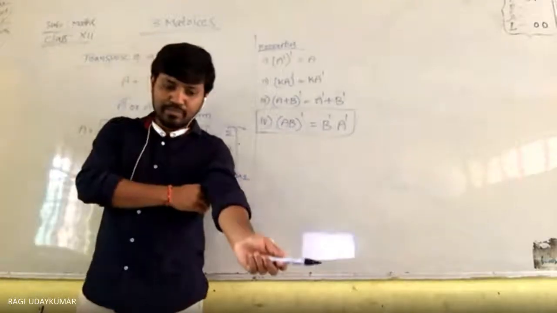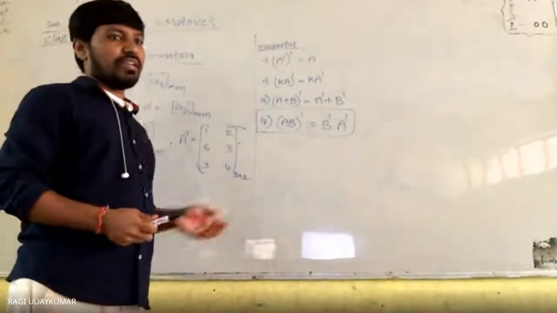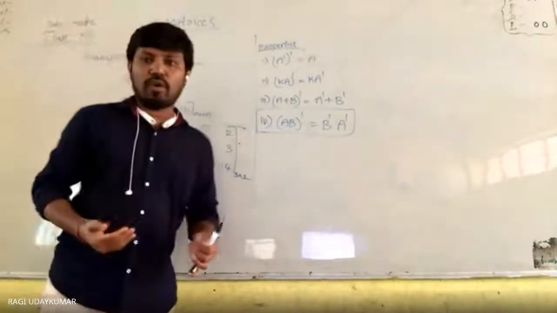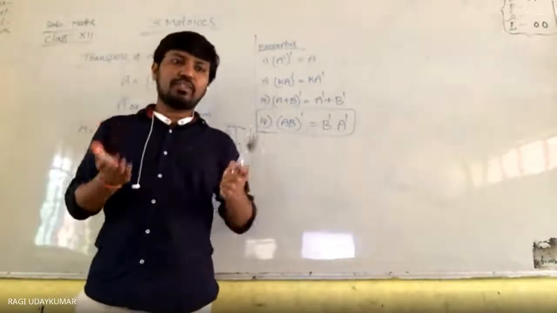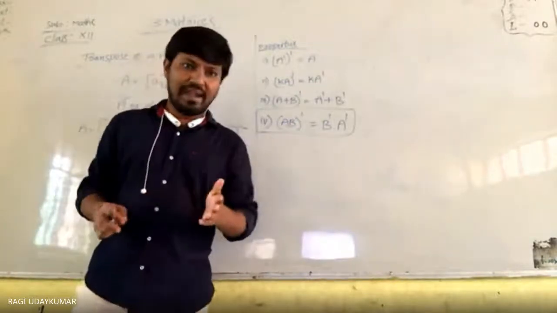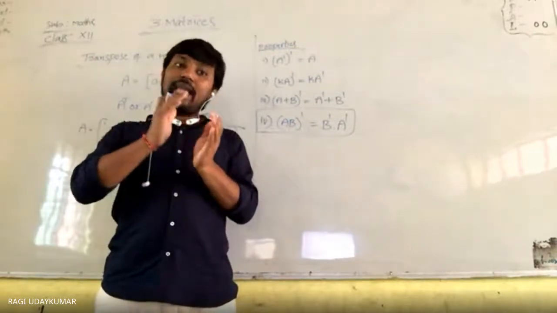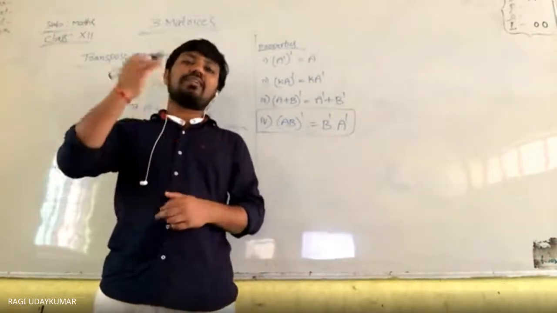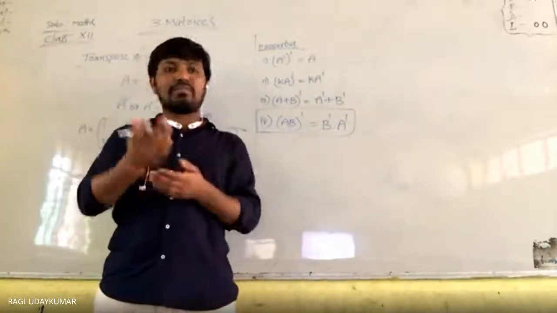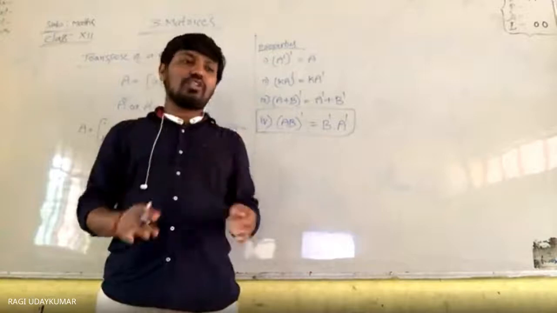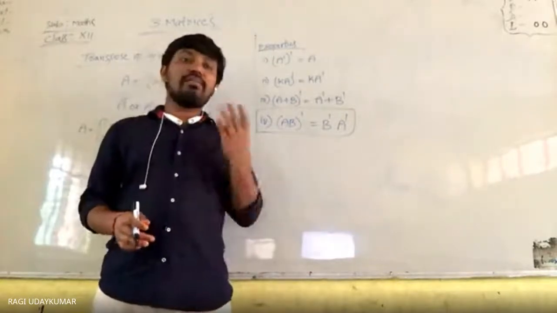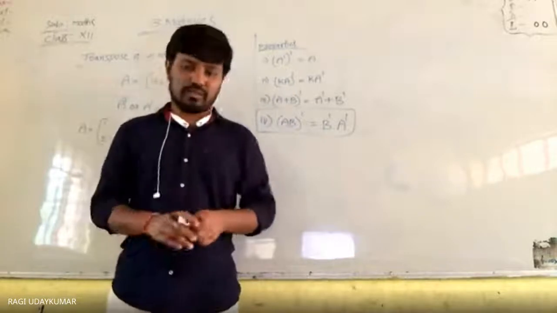Sir, what is the difference here, whether it is A transpose B transpose or B transpose A transpose? There is a lot of difference. A and B are two matrices given to you. If you find their product and then take that product's transpose, it will not be A transpose into B transpose. It will be B transpose into A transpose.